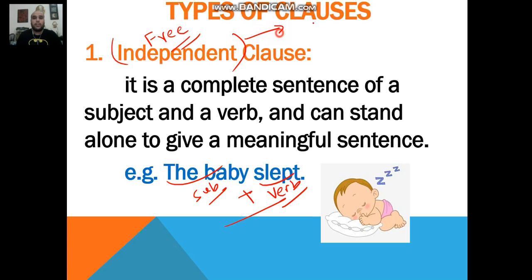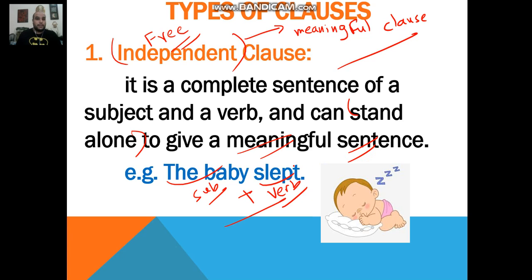An independent clause is a meaningful clause. It's a complete sentence with a subject and a verb. Of course, we have to have a subject and a verb to have a clause. And it can stand alone, important, can stand alone to give a meaningful sentence. So, if it is meaningful, then it's an independent clause.